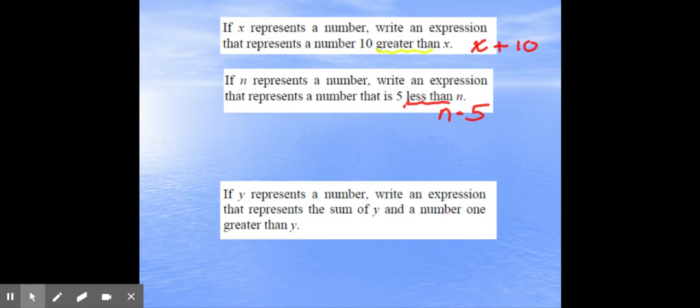Well, in this case, we know that we're dealing with the variable y, so I can start off by understanding that. Write an expression that represents the sum of y. Ooh, the sum. I know that sum is addition. So I'm going to be adding something here. Let's see what I'm going to be adding. The sum of y. So y is going to be added to a number that is 1 greater than y.